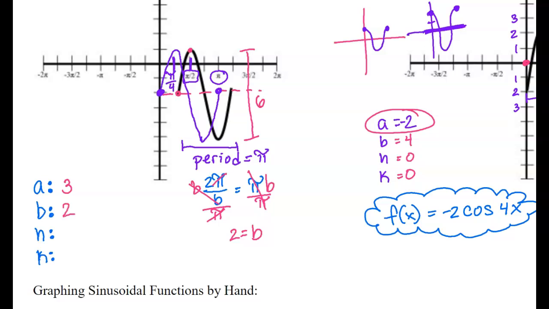So I think that it makes sense because this has been horizontally compressed by a half. So the period being pi makes sense. It's half the length that it originally would have been. It's been shrunk down horizontally in half. So instead of the full period being 2 pi, the period is just pi. It's been smushed inward. Now, what is our H value?